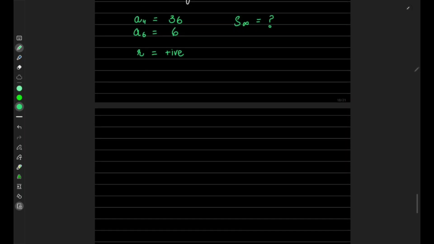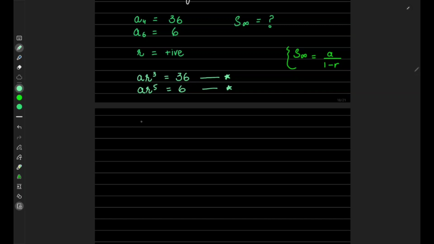Now we know the formula for sum to infinity: sum to infinity equals a over 1 minus r. So we need a, that means your first term, and your common ratio. Let's break this down. If we are given a4, that means ar cube equals 36. And if the sixth term is given, that means ar to the power 5 equals 6. So these are the two equations that we will solve to get a and r.